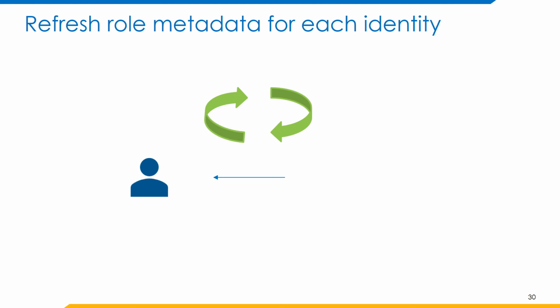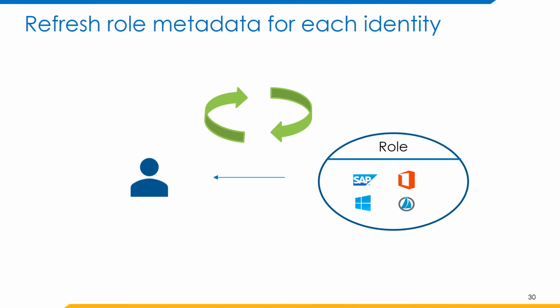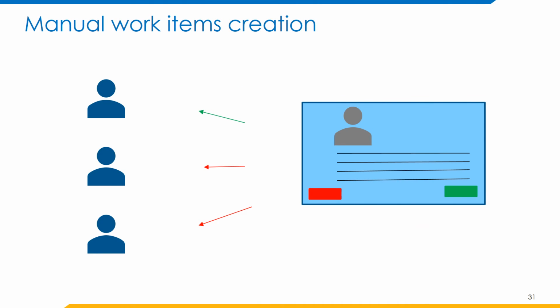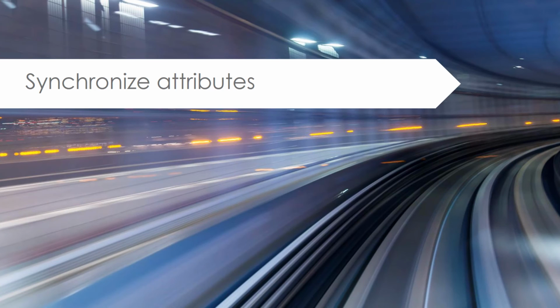The next option that we are going to consider is refresh role metadata for each identity. This helps us refresh the information related to the required and permitted roles of the assigned roles of an identity. The option that we are going to consider next is attribute synchronization.